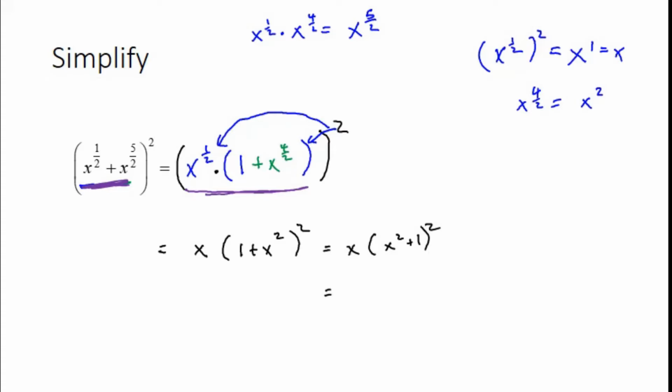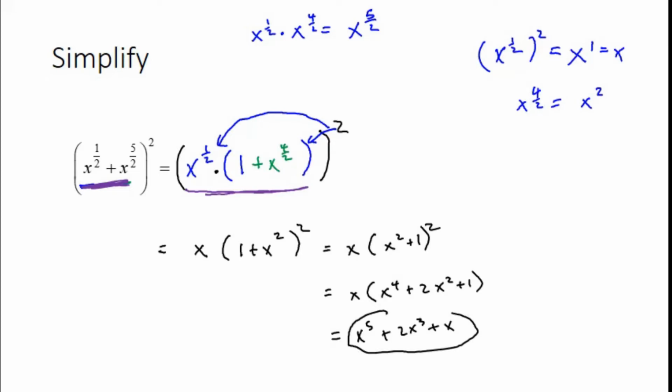If we multiplied everything out, we would end up with x times x to the fourth plus 2x squared plus 1, and then we multiply by x again, it gives us x to the fifth plus 2x cubed plus x. So this is our final answer.